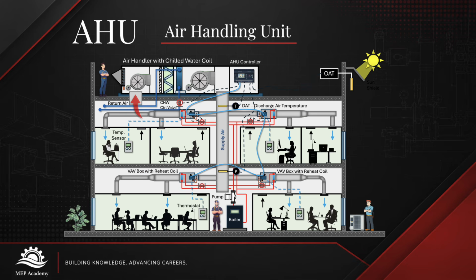Number 1. AHU, Air Handling Unit. An AHU conditions and moves air throughout a building. It typically contains filters, heating and cooling coils, dampers, and supply fans. You'll commonly find AHUs in mechanical rooms, penthouses, and on rooftops.